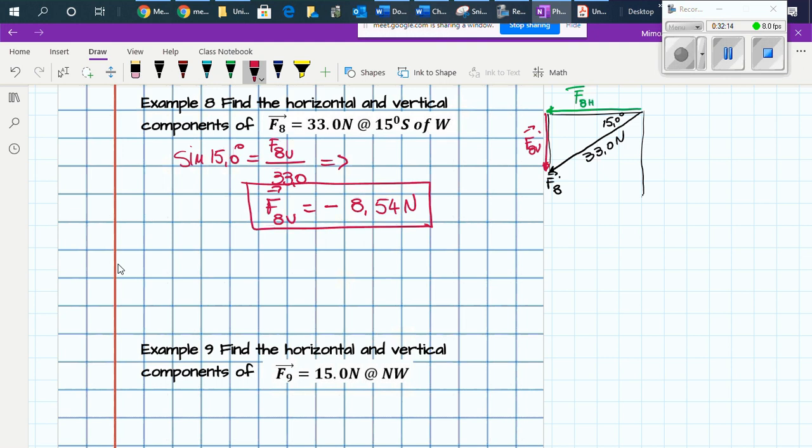And the horizontal component, since it is the adjacent, we will use cosine. And this will be F8 horizontal over 33. So from here, F8 horizontal, since it is going west, is a negative, and will be 33 times cosine 15, and will be 31.88 newtons.